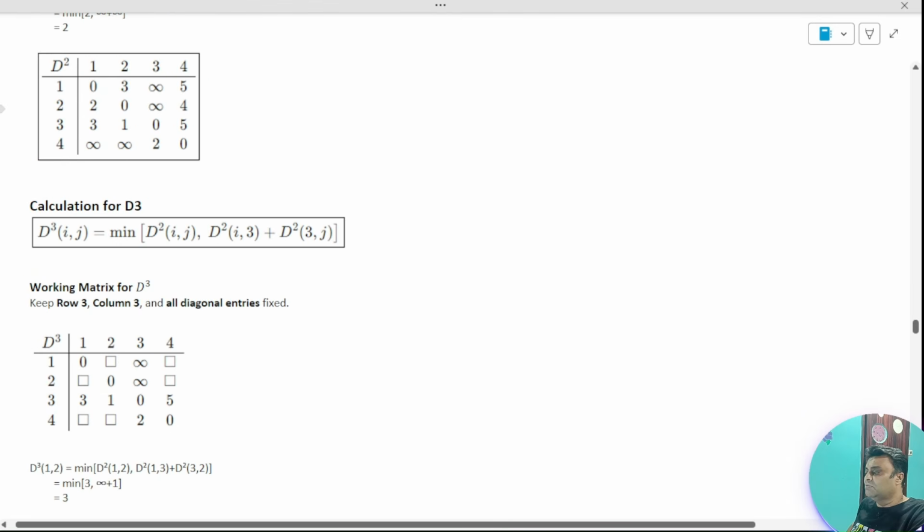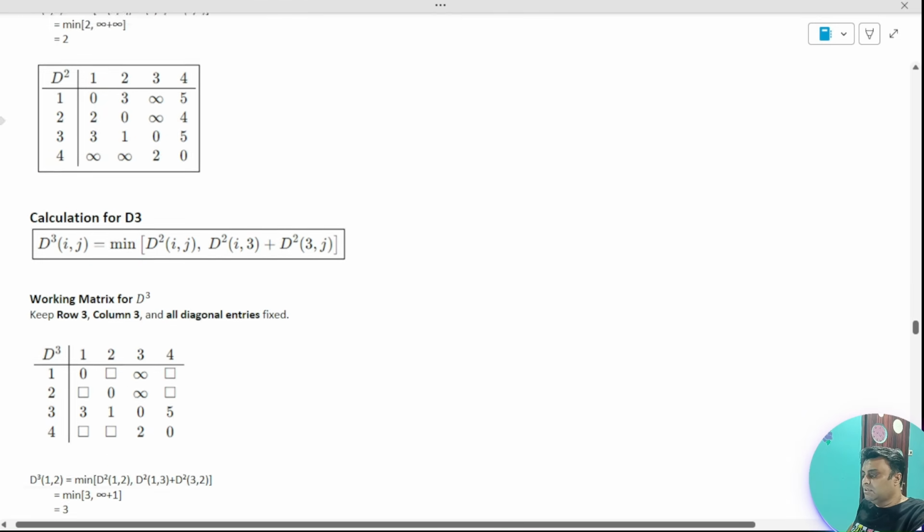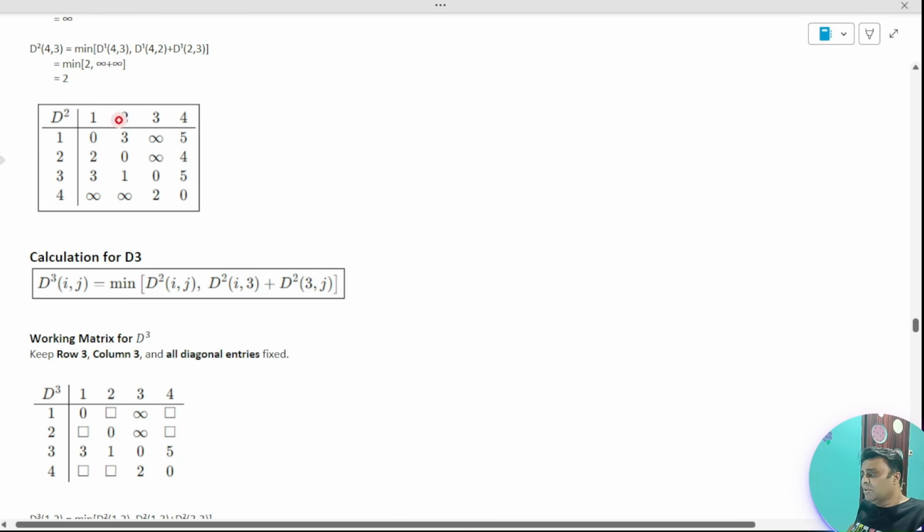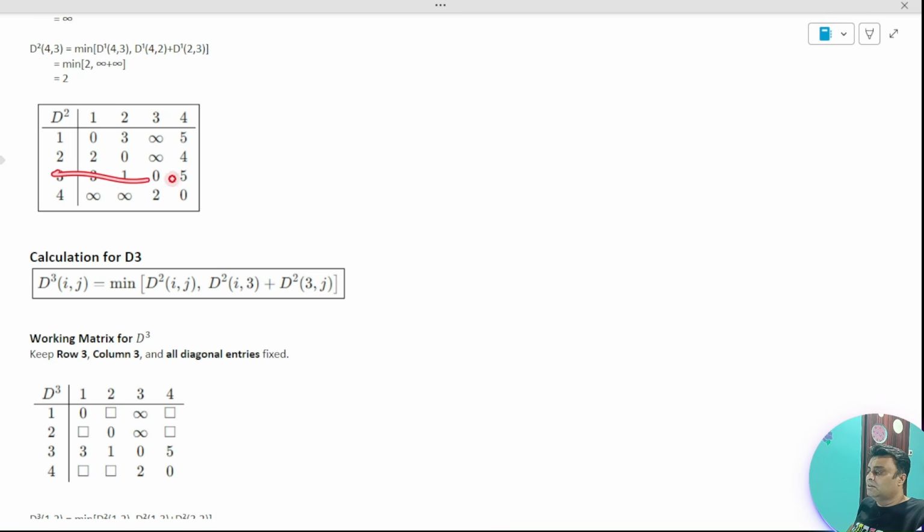Once you have D2, if you are going into D3, then because you are going into D3, you will need to have the third row and third column blocked, that is, copy pasted, and of course the diagonal also copy pasted. The rest of the cells, you will actually find out the value.